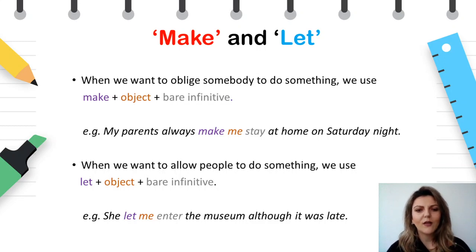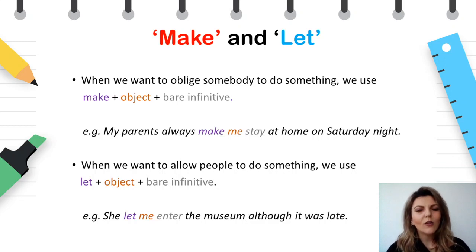For example, my parents always make me stay at home on Saturday night. So we have the verb make, we have the object me, and the bare infinitive stay, which is used when we oblige somebody to do something.